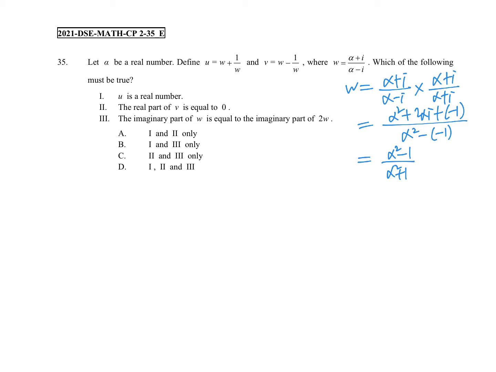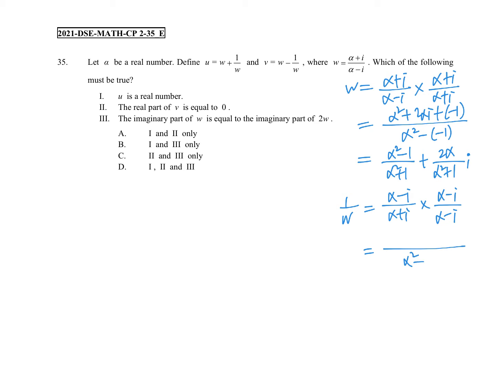That will be the real part, and then the imaginary part will be 2 alpha over alpha squared plus 1 i. So that will be W. And then 1 over W will be just alpha minus i over alpha plus i. Using a similar technique, we do the rationalization by multiplying the original fraction by alpha minus i over alpha minus i.